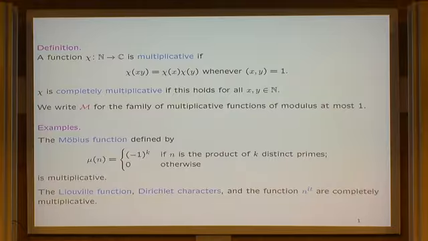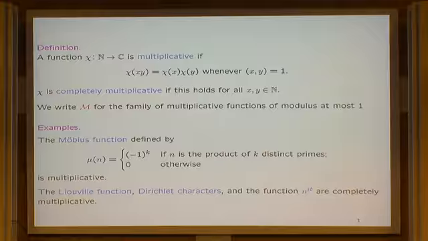For example, one of the most classical multiplicative functions is the Möbius function, defined as follows. There are two cases. If n is square free, that is a product of k distinct primes, then mu of n is (-1) to the power k, where k is the number of distinct primes. In all other cases, it is 0. It's multiplicative.